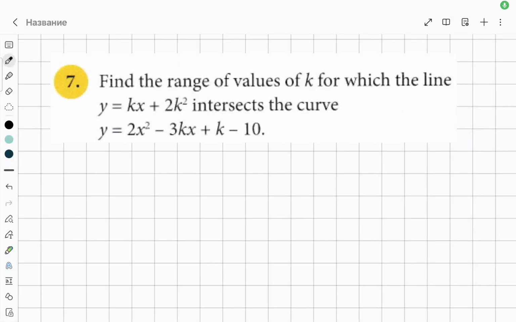Hello everyone. In this video we are going to consider one question, mostly analysis and approaches mathematics IB diploma styled question, where we have to find the range of values of k for which the line given by the equation intersects the curve, which is also given. Okay, first of all, let's try to understand what they're talking about.